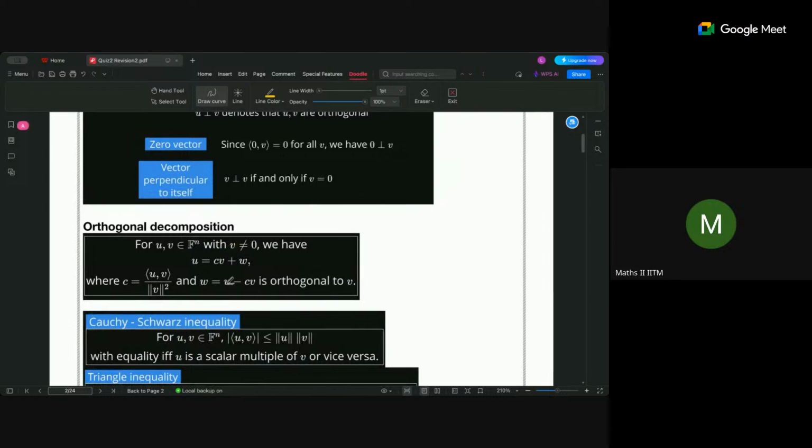So what is the orthogonal decomposition of a vector? Suppose you have two vectors u comma v within Fn, and v is non-zero, then we can write u as cv plus w. What is this c? c is given by inner product u comma v divided by norm v squared, and w is equal to u minus cv. This w is orthogonal to v. Here some projection is involved, but let's not go into the details now.